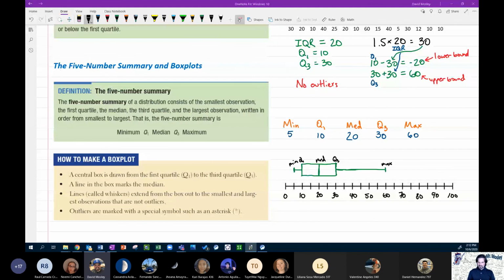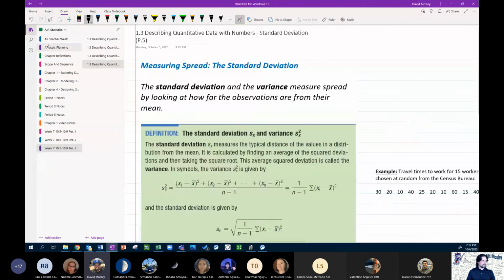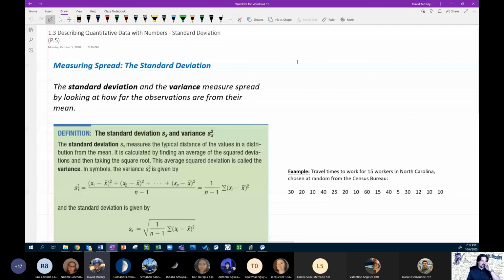Last thing very quickly, because I just need to show you where to find it. We're not going to get into the details. We'll get into the details next week. The last thing we want to talk about today is another measure of spread, which is the standard deviation. Some of you may have heard about this before. It depends on who your teacher was and if they decided to cover this in previous years. Standard deviation and variance measure spread by looking at how far the observations are from their mean. I'll explain that more next week.